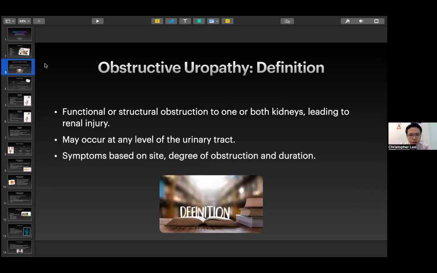The common outflow of urine is from the bladder neck and the urethra onwards. So if there's an obstruction at that level, then the entire system is obstructed. Symptoms are based on the site of the obstruction, the degree of obstruction, and also the duration of the obstruction.